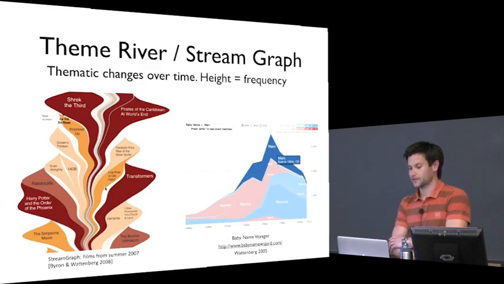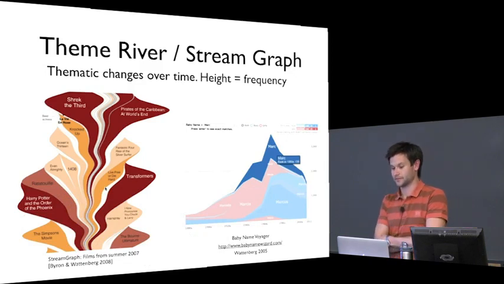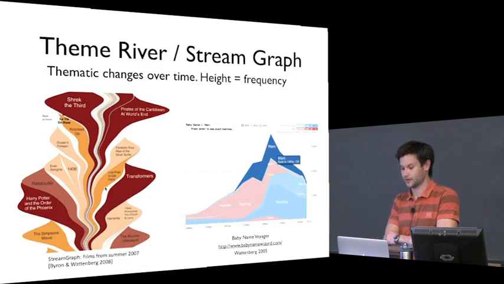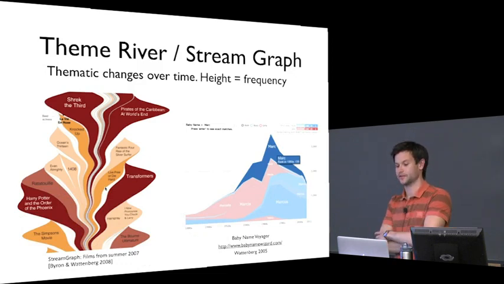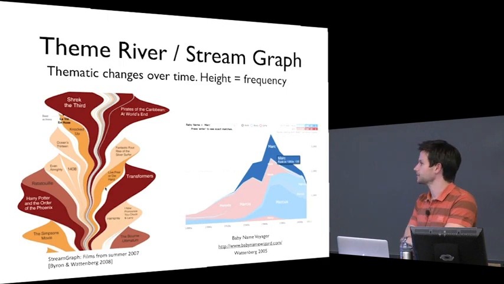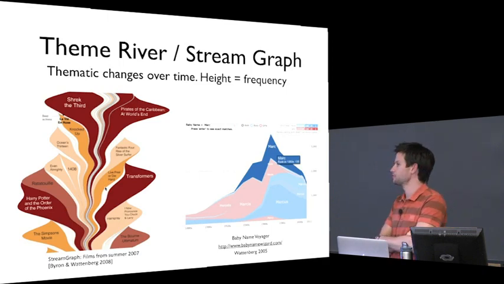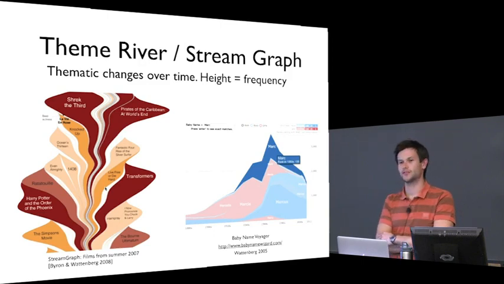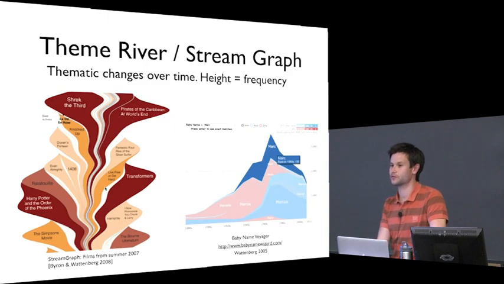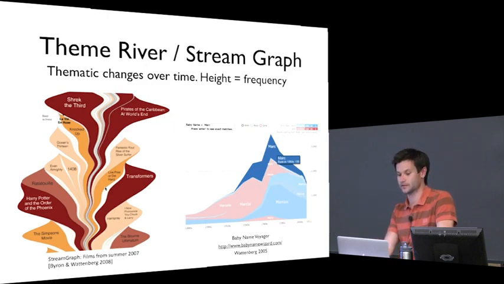Okay, there's also, so we talked about these stacked bar graphs, and this is just a different version of it. It's called theme river or stream graph. The idea is that you have different topics. In text, it's always important to know the different themes, for instance. Or this example would be the films from summer 2007.